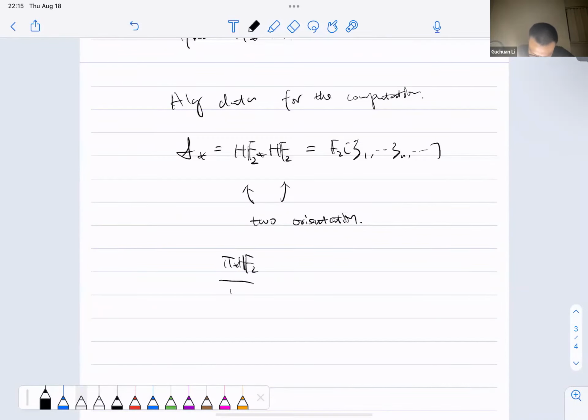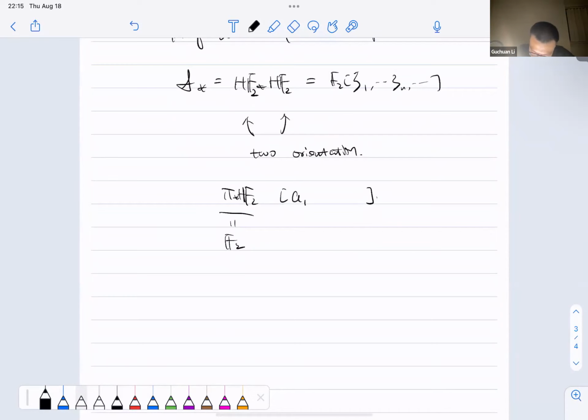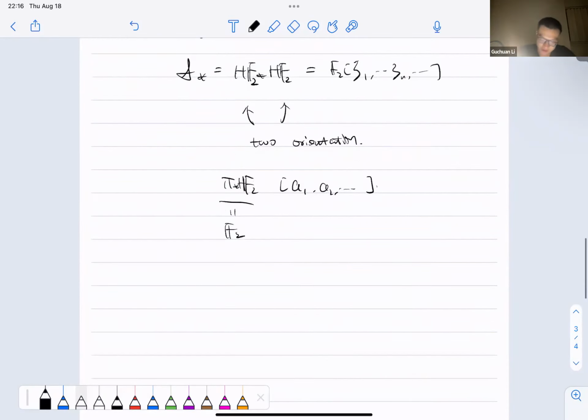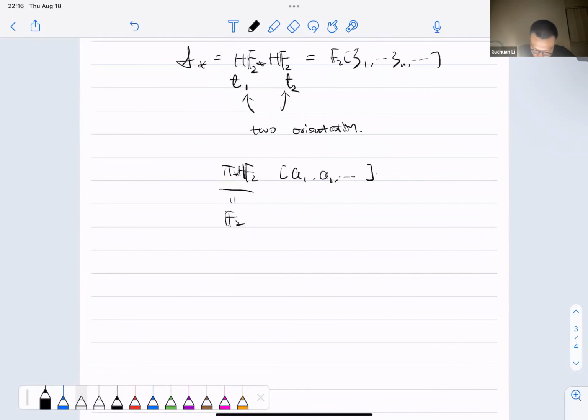Which is just F2. Drawing a bunch of variables, and these variables will appear as the coefficients of the change of coordinates. So if I have orientation number 1 and orientation number 2, in particular, I can write the second one in terms of t plus the orientation of the first one.